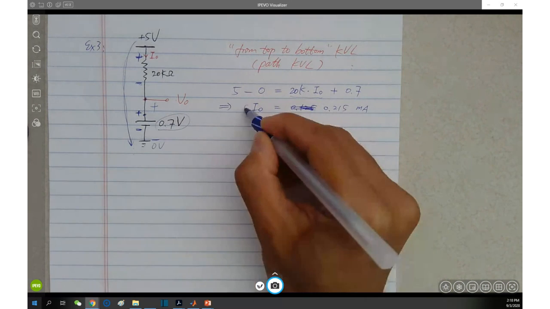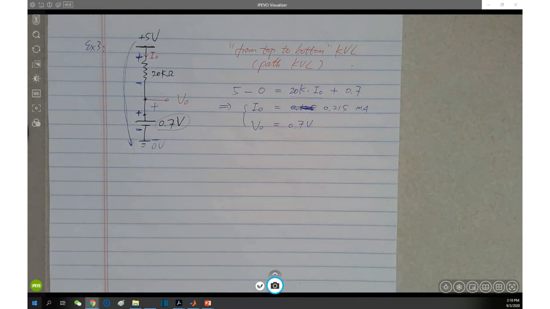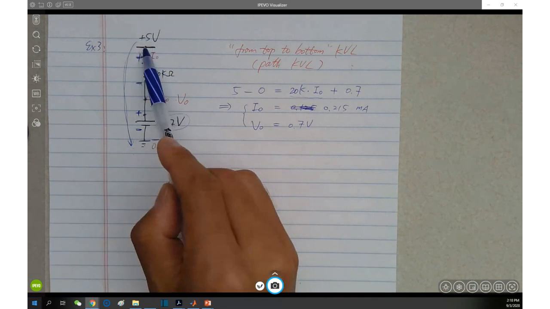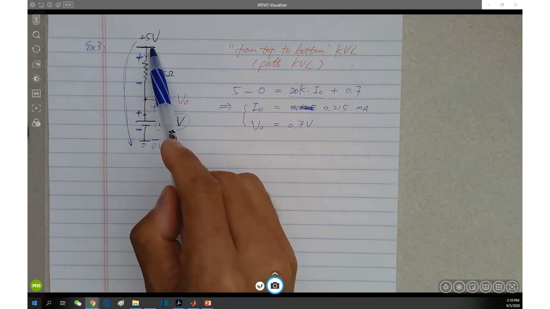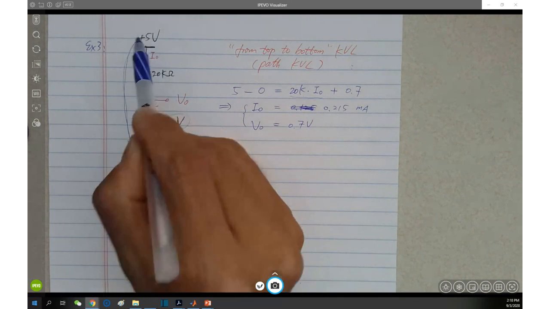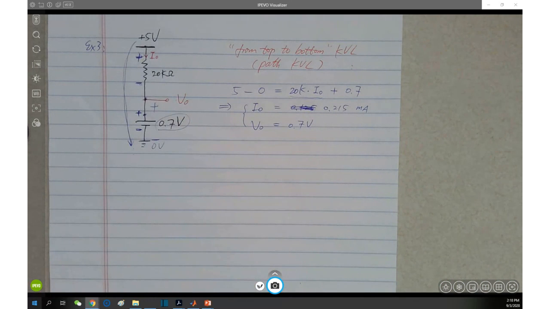This is the first circuit. I'm applying a so-called top-to-bottom path KVL, and it works. The top is a node, the bus. It's a 5 volts bus, meaning every node along this bar is at 5 volts potential. Okay, this is path KVL.